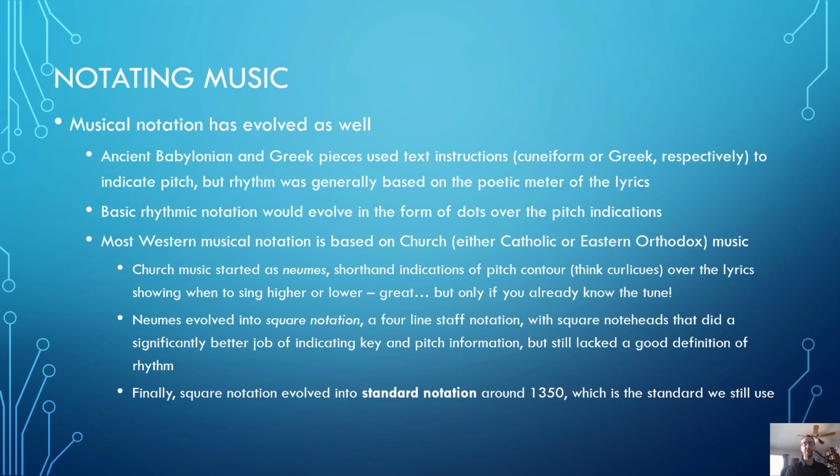Musical notation has evolved over time. Again, the ancient Babylonians and Greek pieces used text instructions in order to indicate pitch, but rhythm was generally based on the poetic meter of the lyrics and somewhat up to the performer. There are some basic rhythmic notation schemes that would evolve in the form of placing dots over the pitch to indicate stresses or longer notes.